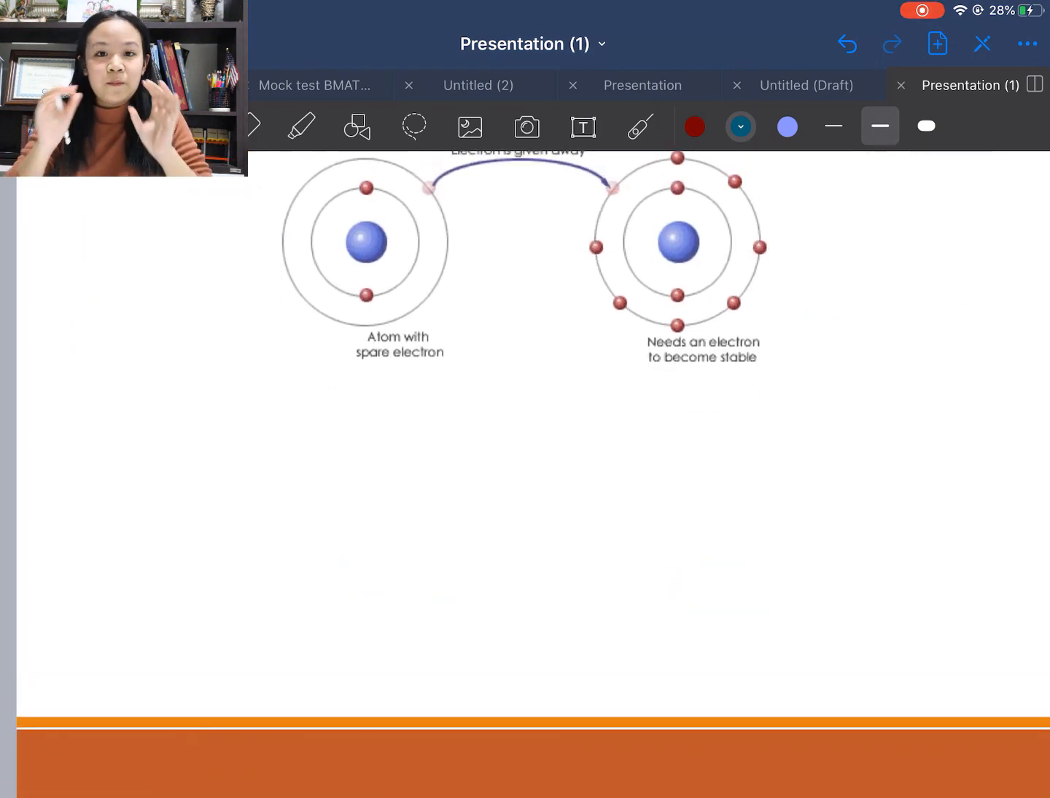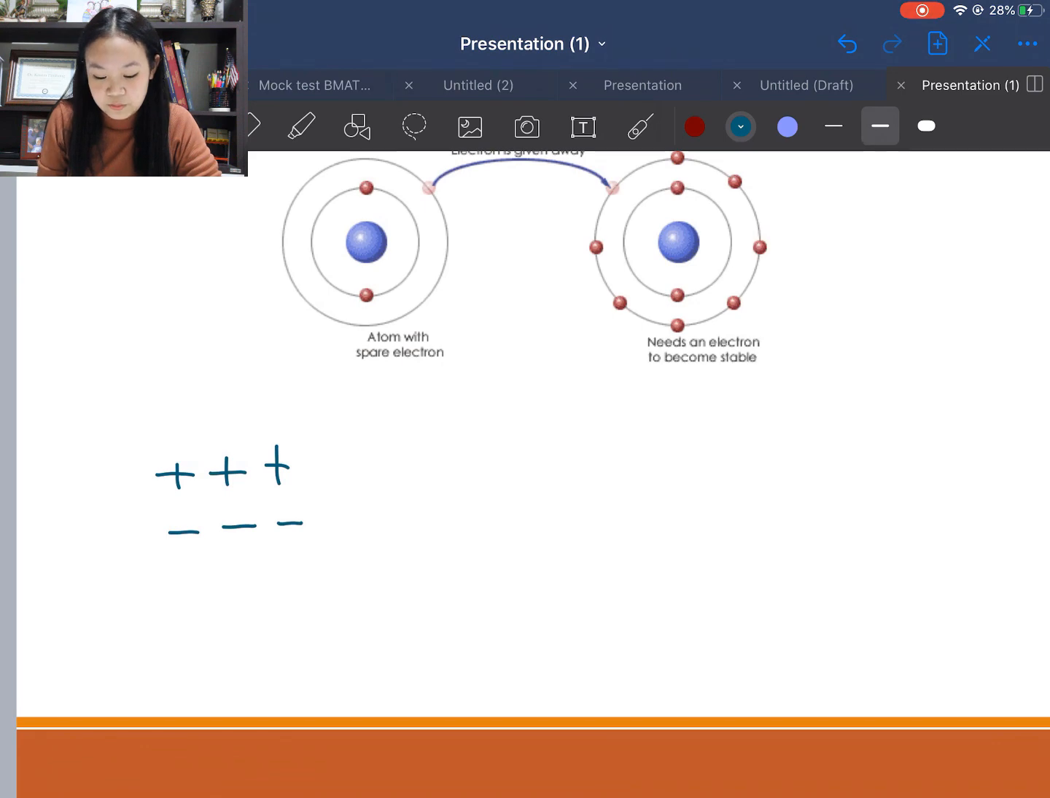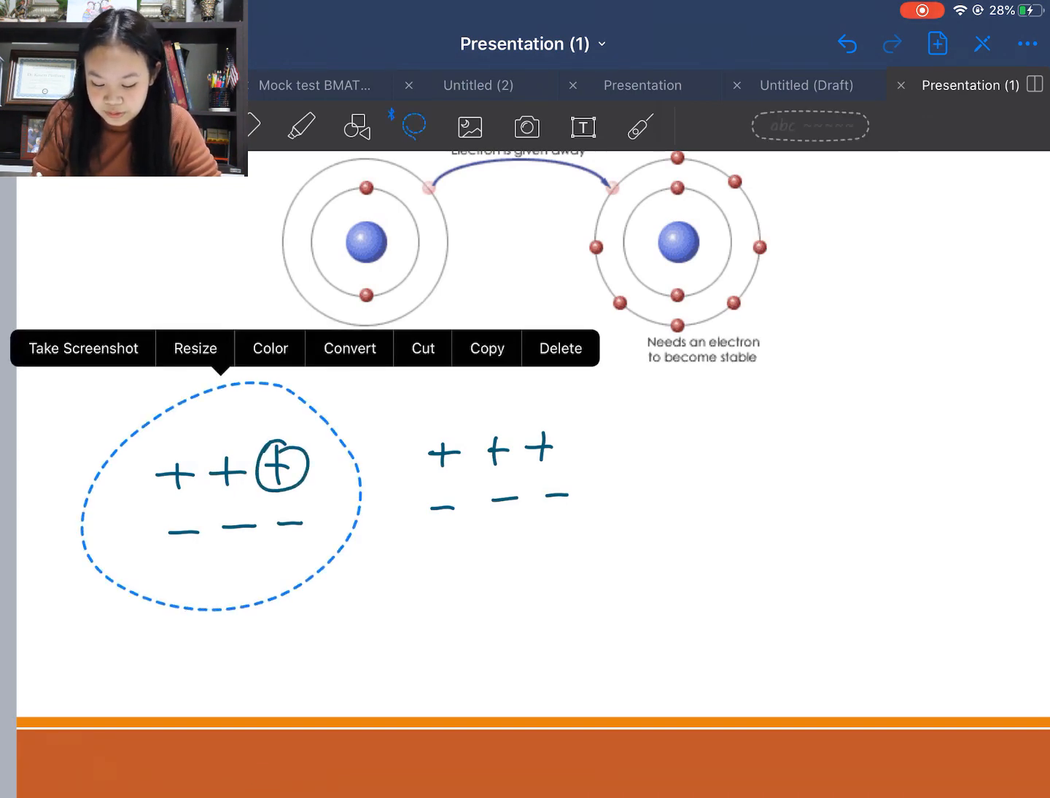As I say, with electrons, in the normal state, it will be like positive, positive, positive, negative, negative, negative. What I mean is positive and negative have to be equal in order for them to be stable. But if this one has one extra and it just wants to give it away, so what can we do?